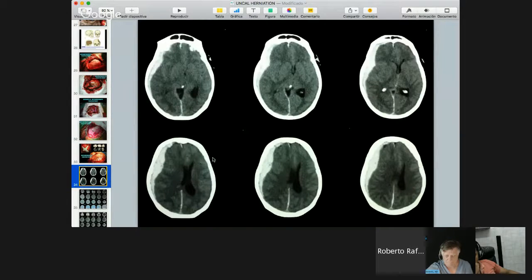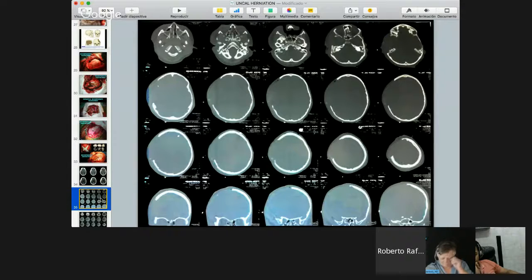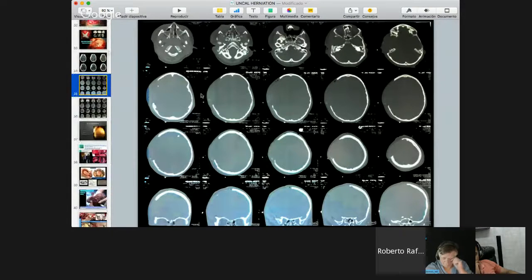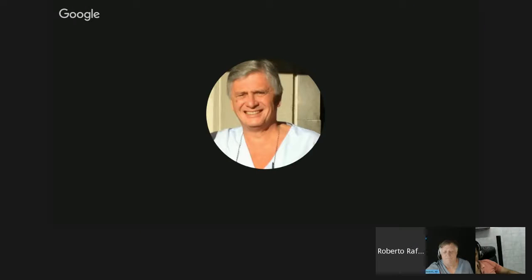This is an example of a big subdural hematoma here with important mass effect on the midline and on the ventricular system. This is the aspect after the craniectomy. Here, this is the craniectomy, a big craniectomy to the bottom of the temporal bone. Some hemorrhage here. This is the swelling of the brain through the craniectomy.